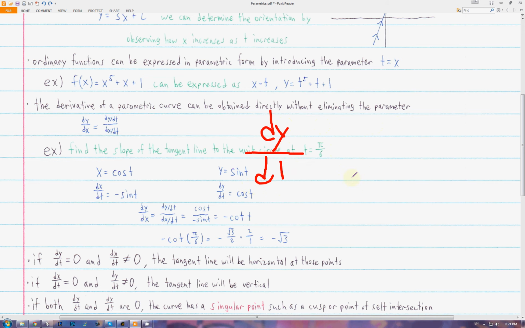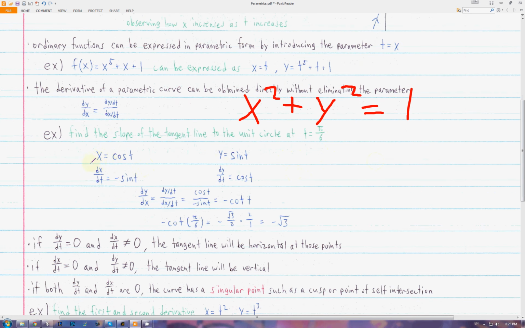So let's look at an example. We want to find the slope of the tangent line to the unit circle when t is pi/6. The unit circle can be represented with parametric equations by x equals cosine t and y equals sine t, because the unit circle is just a circle with a radius of 1. You can see how they're the same because cosine squared t plus sine squared t is just 1.